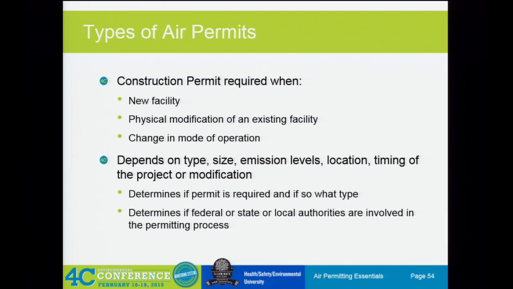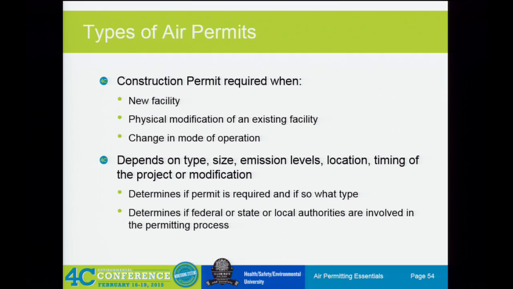So for an example, you're at an existing chemical plant, and they want to change part of the process. They've discovered a way to make that process more efficient. So there's going to be a physical modification to some of the process vents in that facility. That is something that would require you to obtain a construction permit.